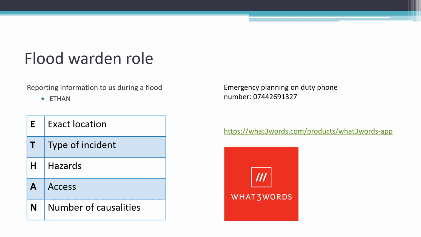On the slide, I provided a link to the What 3 Words website so you can find out more about the usefulness of this app. Or you can just go to your app store and download it now by searching What 3 Words. The app is free to download and use and is extremely helpful to the emergency services during an incident, as it allows us to use precise location data to find out where incidents are happening.